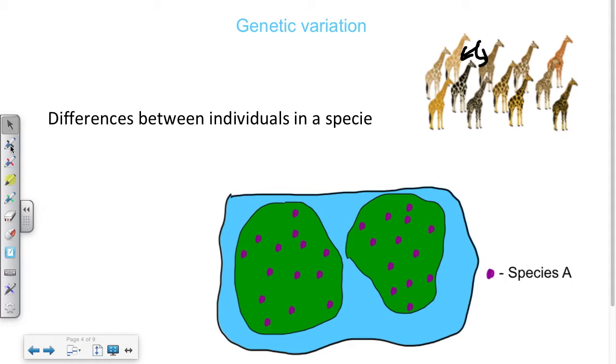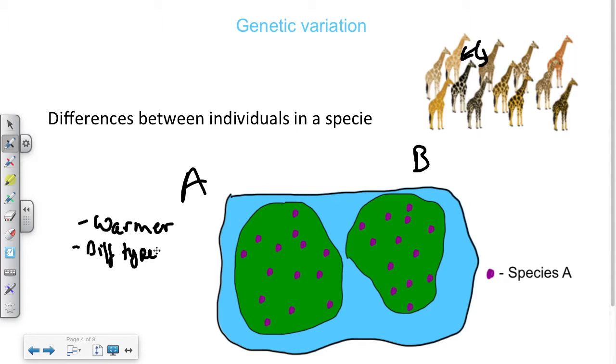But there are also other differences, such as environmental differences. So if you have environment A here and environment B, environment A might be a little bit warmer, or it might have different types of food. And the change in environment can cause a process called mutation. And this is a change in the DNA.